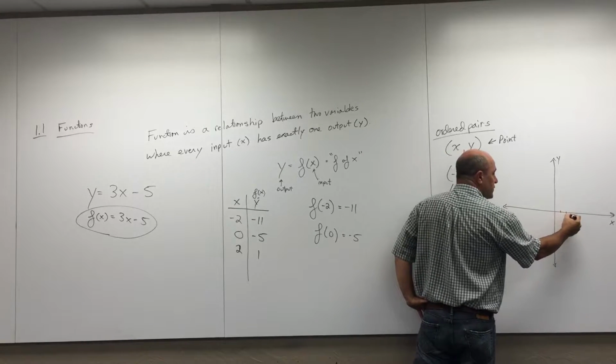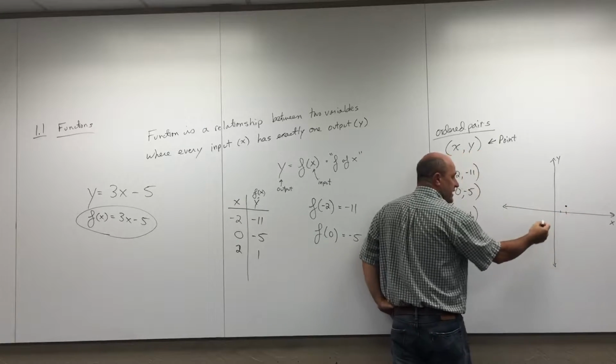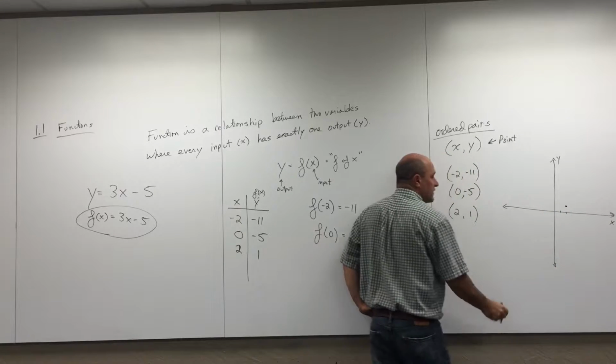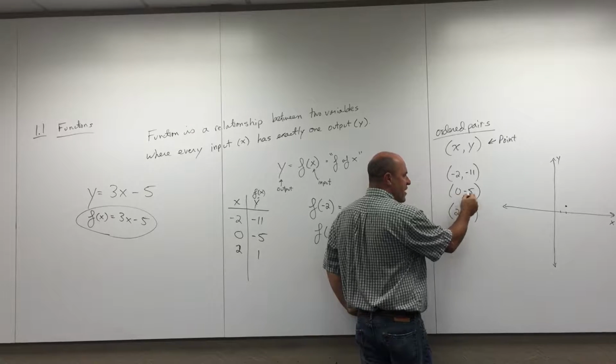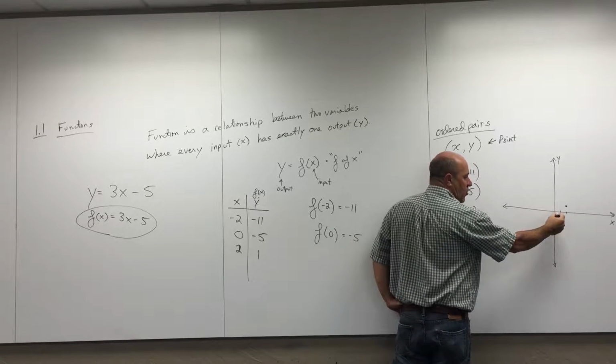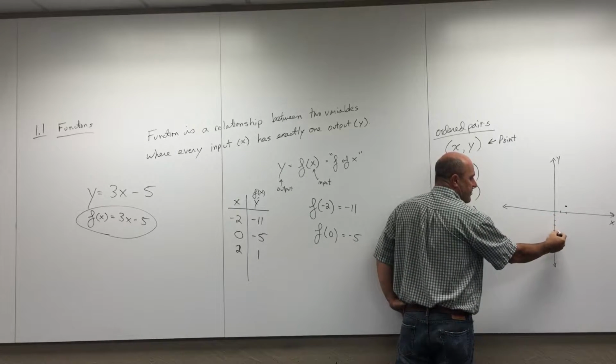2, 1, that's 2, 1. Right, you guys? Over 2 and up 1. We sort of talked about that the other day, and that's very basic algebra. 0, negative 5. x is 0. y is negative 5.